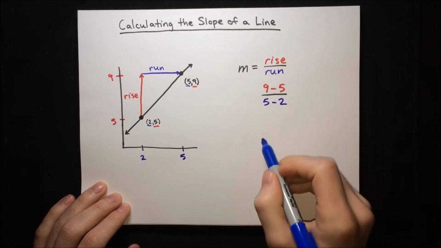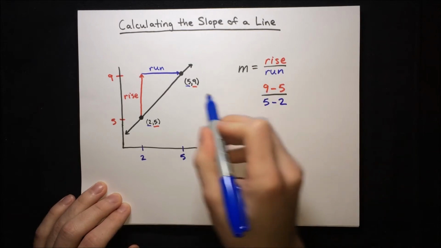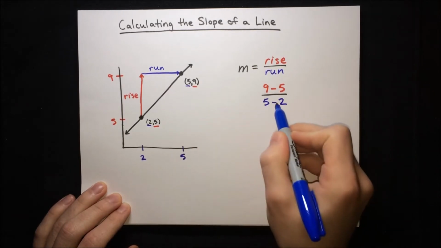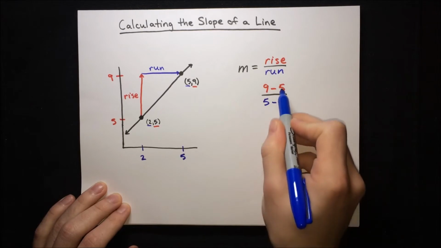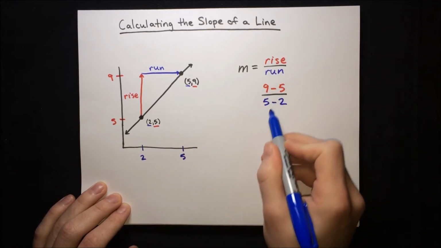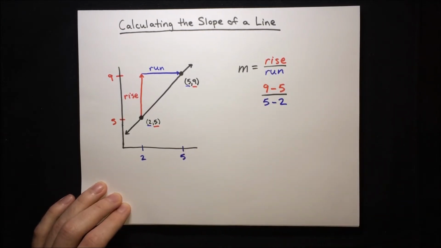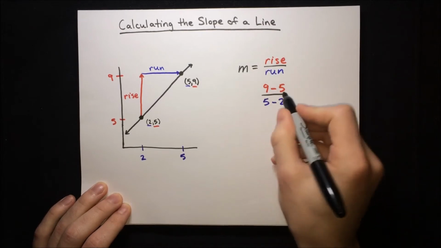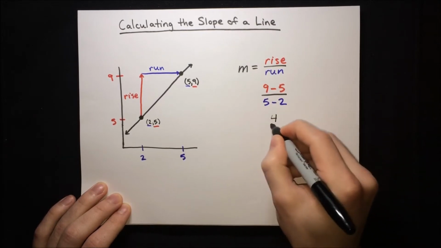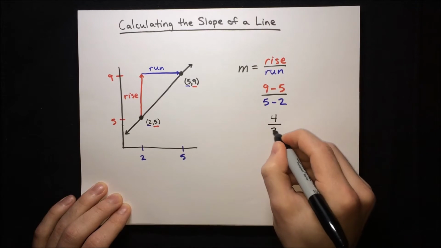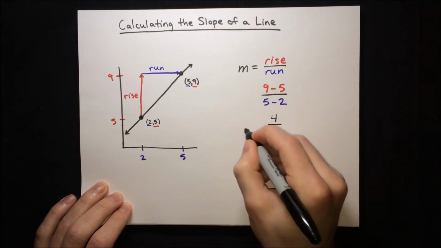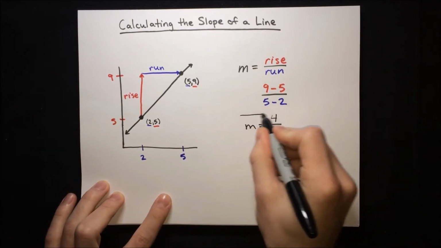And to double check ourselves, we've got 5, 9 here at the beginning, then minus 2, 5. So the order is okay. Now we can go ahead and compute this. 9 minus 5 is 4, and 5 minus 2 is 3. And that's our slope. m equals 4/3.